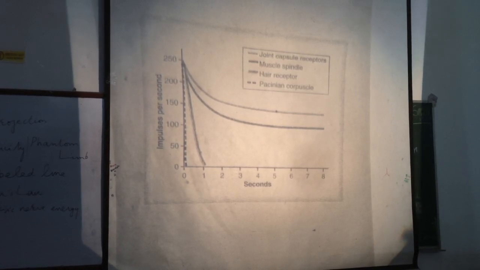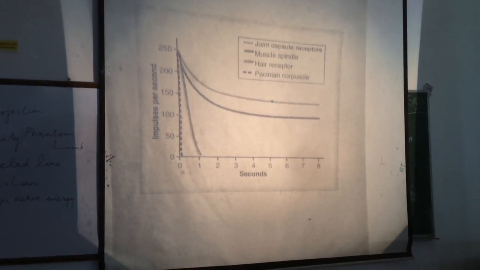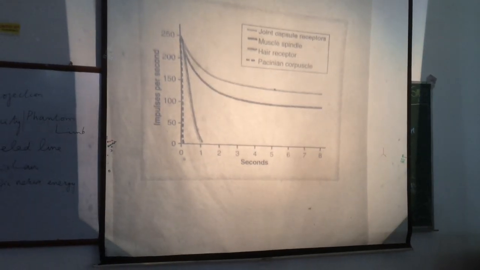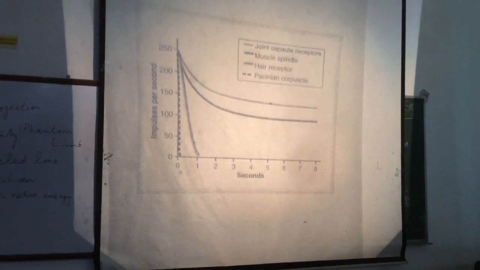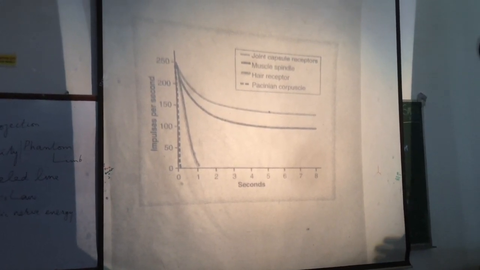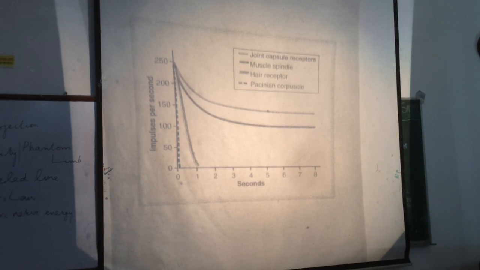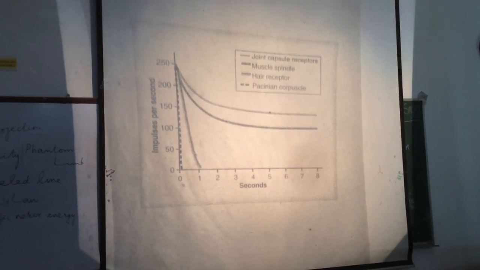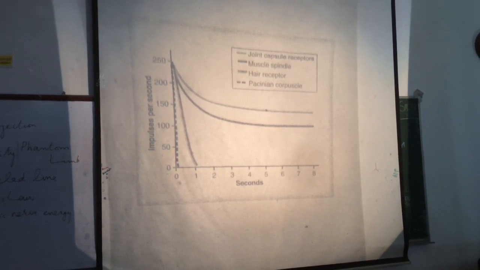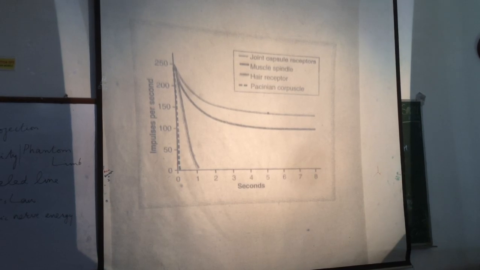What are the tonic receptors which undergo slow and incomplete adaptation? These include pain receptors, cold receptors, baroreceptors in the carotid sinus and arch of the aorta, and muscle spindles. These undergo slow and incomplete adaptation.